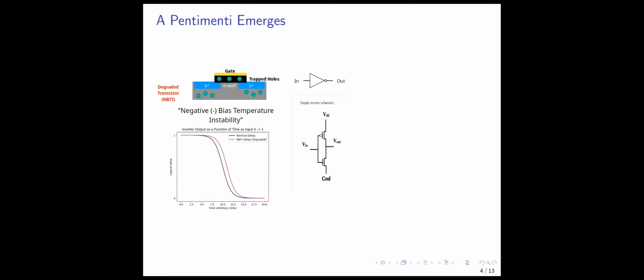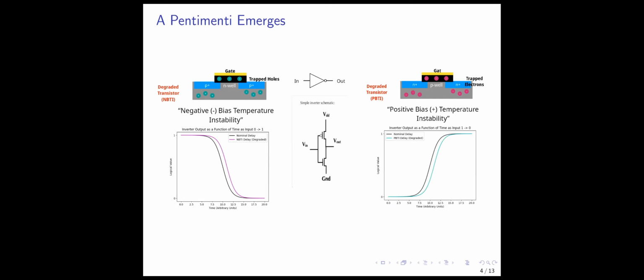Now, a similar process emerges if the input to the inverter were a 1 and the output of the inverter would be a 0. That would stress the NMOS device, in which case we would see an analogous effect for NMOS transistors called positive bias temperature instability, where instead of holes becoming trapped in the gate dielectric, electrons become trapped in the gate dielectric. And this expresses similarly as a timing deviation in the nominal timing delay of the inverter. And these bias temperature instability effects are creating a long-term measurable timing difference, and that is our pentimenti.